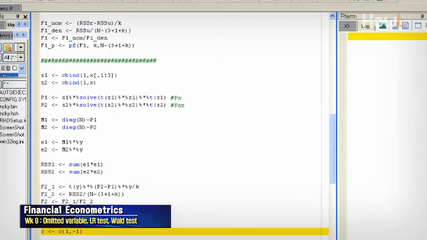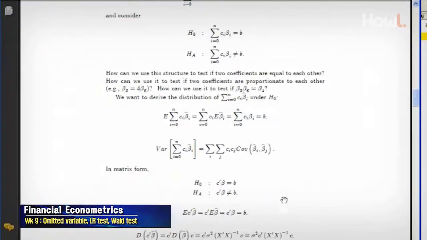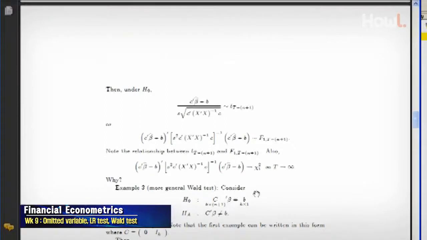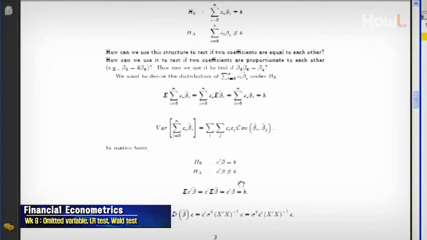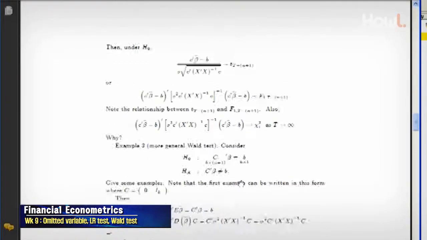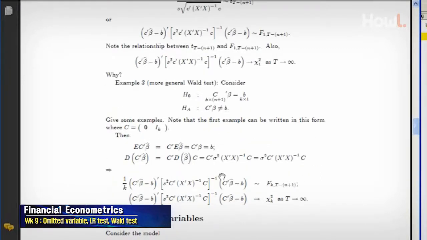Anyway, okay. This 1, -1, and then blah blah blah. So basically, we have to construct a statistic, a more general Wald test. Okay, like this.